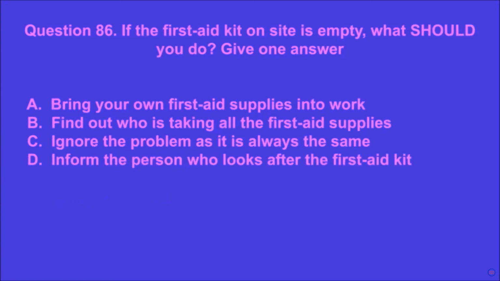Question 86. If the first aid kit on site is empty, what should you do? Give 1 answer. A. Bring your own first aid supplies into work. B. Find out who is taking all the first aid supplies. C. Ignore the problem as it is always the same. D. Inform the person who looks after the first aid kit. Correct answer is D.